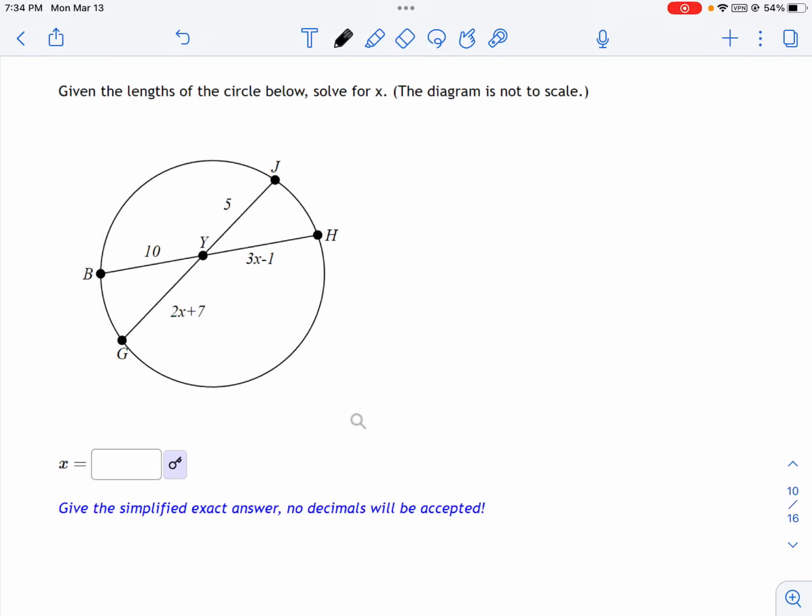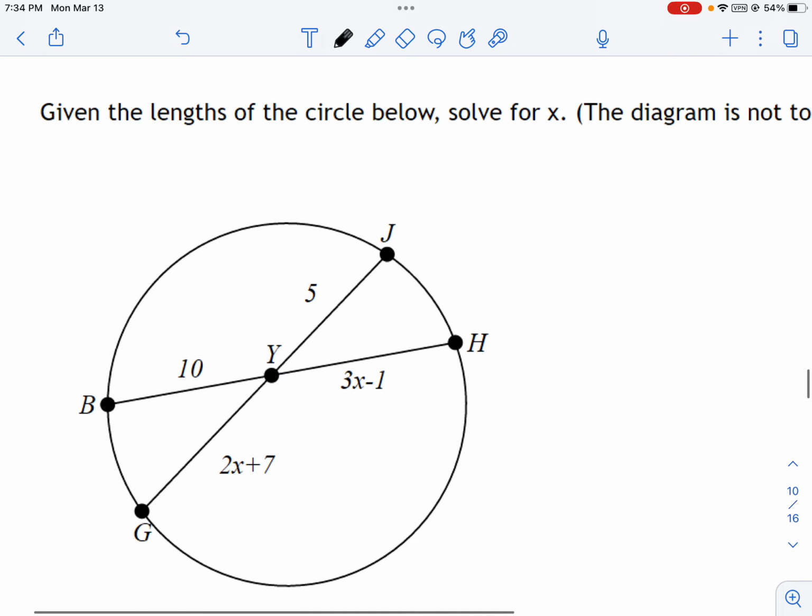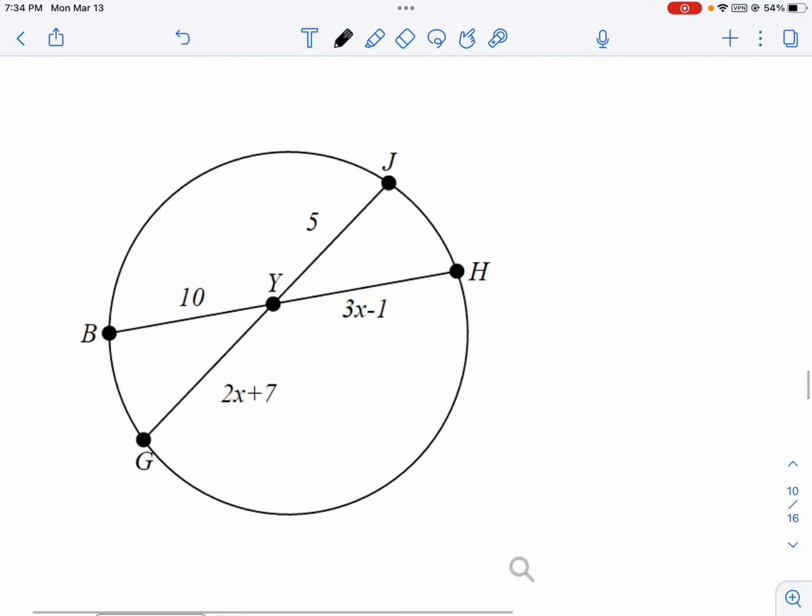Hello and welcome. It says, given the lengths of the circle below, solve for x. Alright, so we have chords and some lengths in said chords. We're told that we have this length of 5, that one 10, 2x plus 7, 3x minus 1.